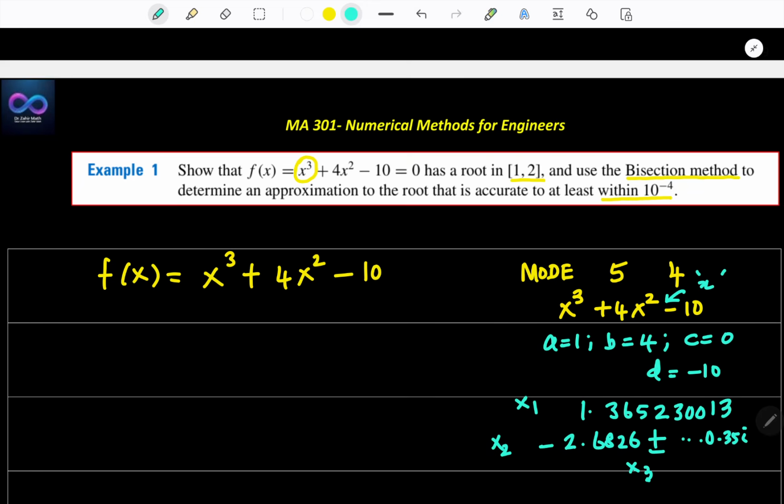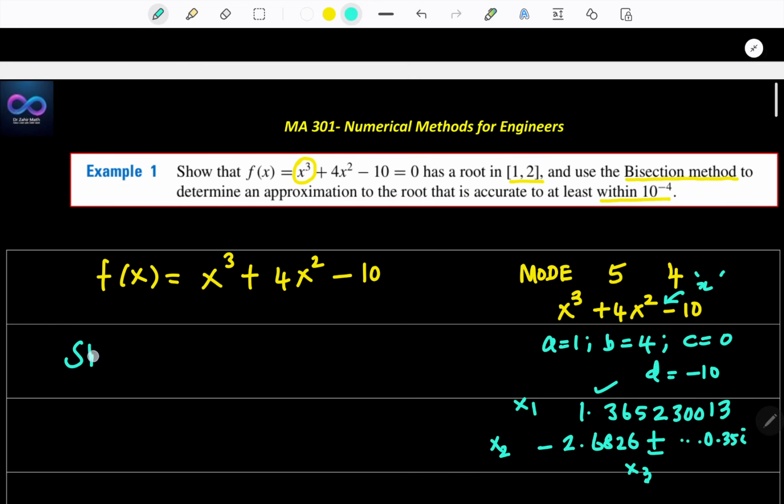I got the answer, teacher. No, you should use the bisection method to get this answer 1.36, right? Okay, so we are going to use the bisection method. Read the question carefully: show that f of x has a root in 1 comma 2. It means the root is in between 1 comma 2.